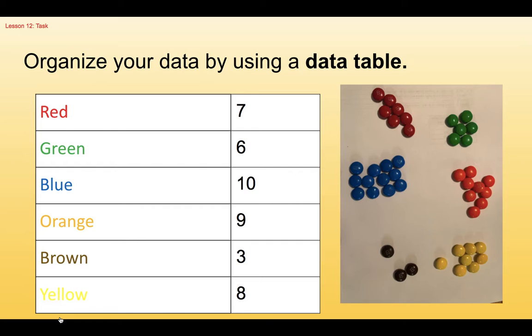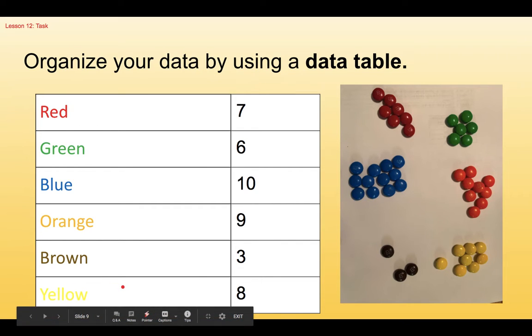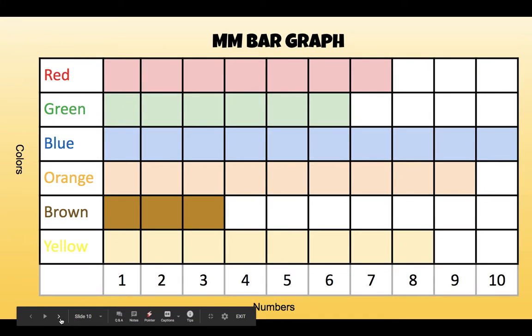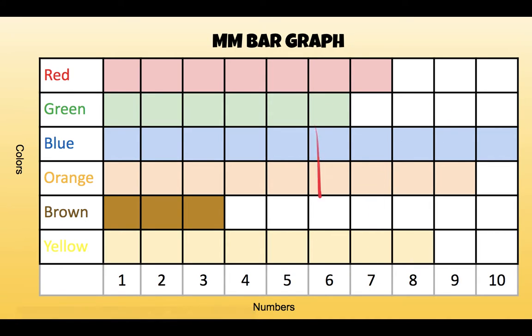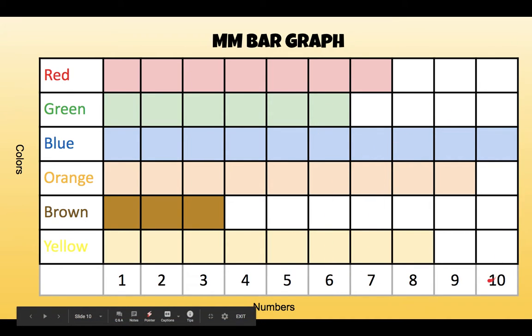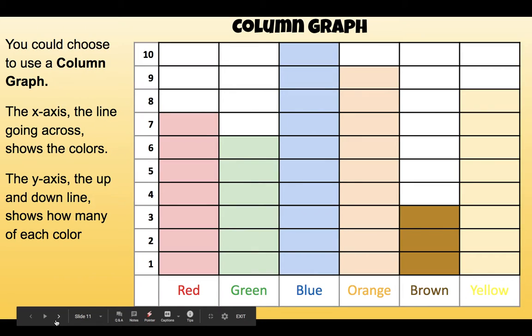Remember, we collected the data from our bag of M&Ms or your circle M&Ms on Seesaw, and you counted each and put the number of each by each color. Then we used that to create a bar graph here. So there's red, and we know that we have 7 red, and that we have 6 green and 10 blue. Let's look at some other types of graphs.